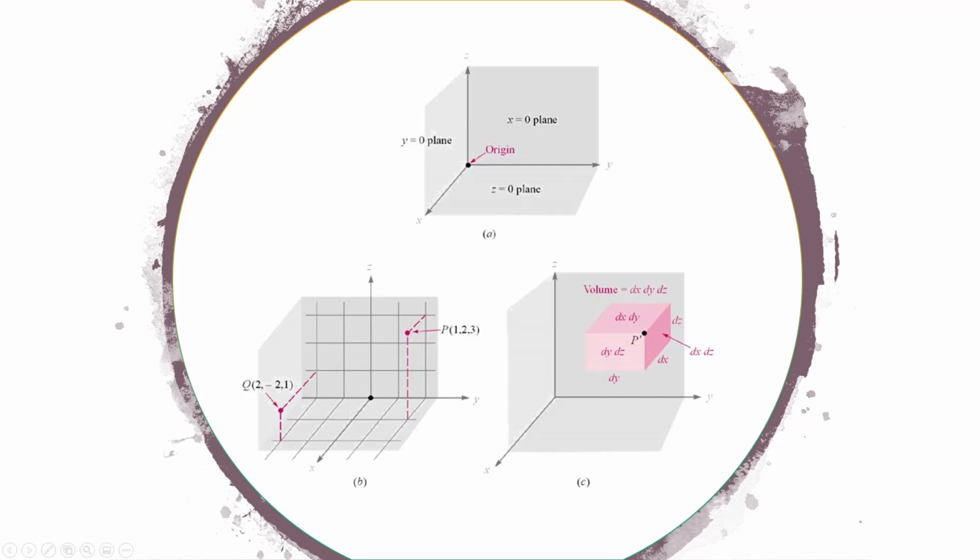Now, to locate a point given the x, y, z coordinates, we simply obtain the distances from the origin to the intersection of the perpendicular lines dropped from the point. For example, the point (1, 2, 3) is simply the intersection of point 1 from your x, point 2 from your y, and point 3 from your z. The same case applies for point Q, which is (2, -2, 1).